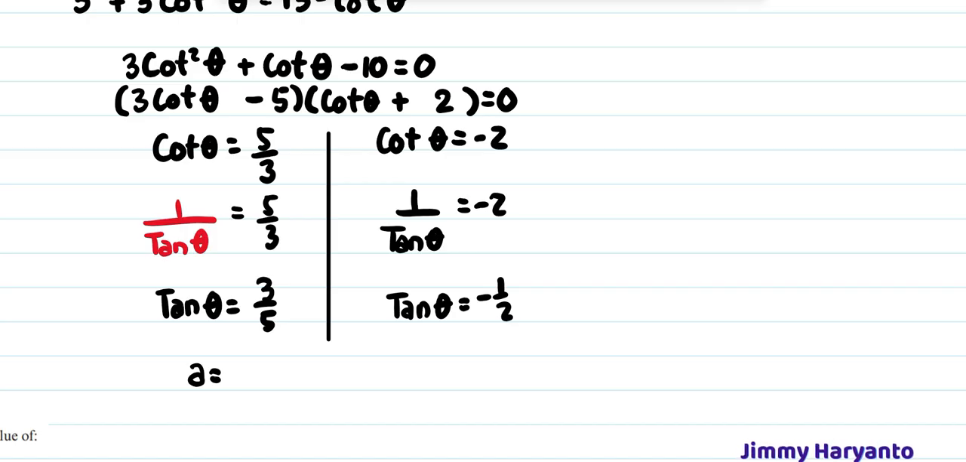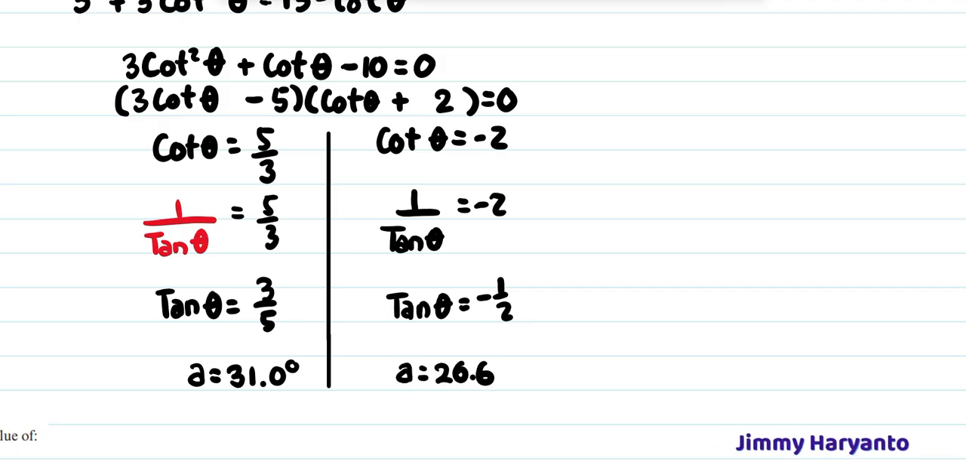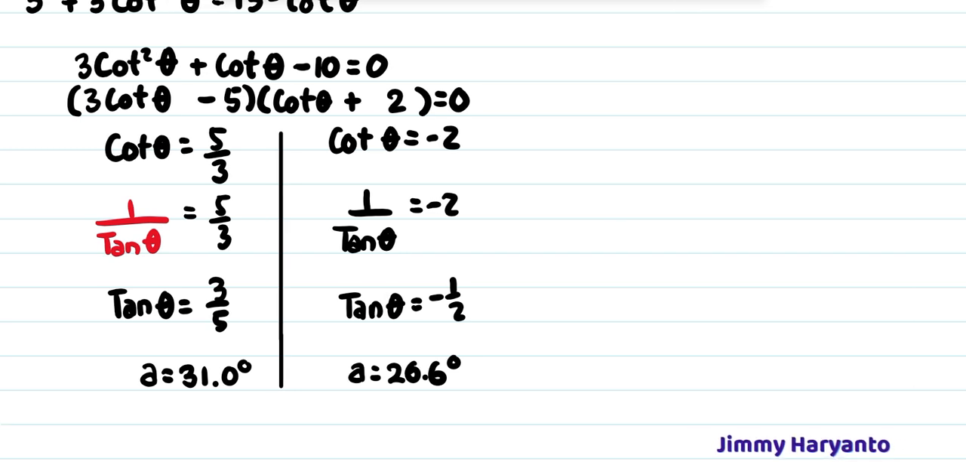The basic angle for this one is tangent inverse of 3 divided by 5 is, oh, that's so small. Oh, wait, no. Tangent inverse of 3 divided by 5, I pressed the wrong button. So 30.9, it becomes 31.0, and then this one is half. Half is 26.6 degree. This one is the basic angle. Okay, let's do this one by one.